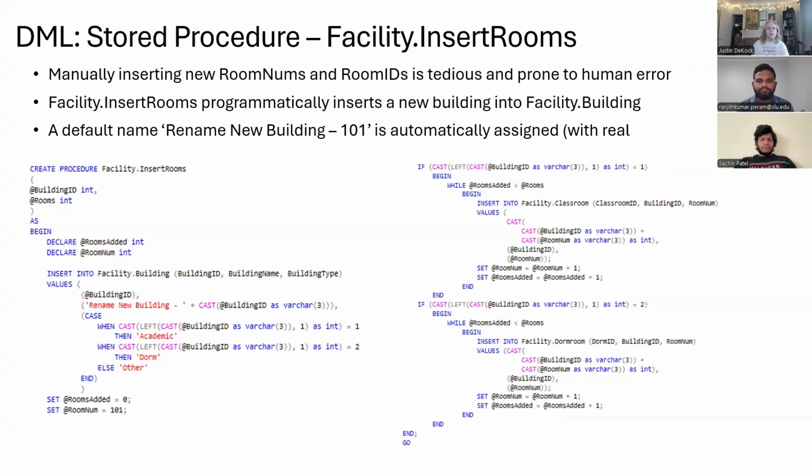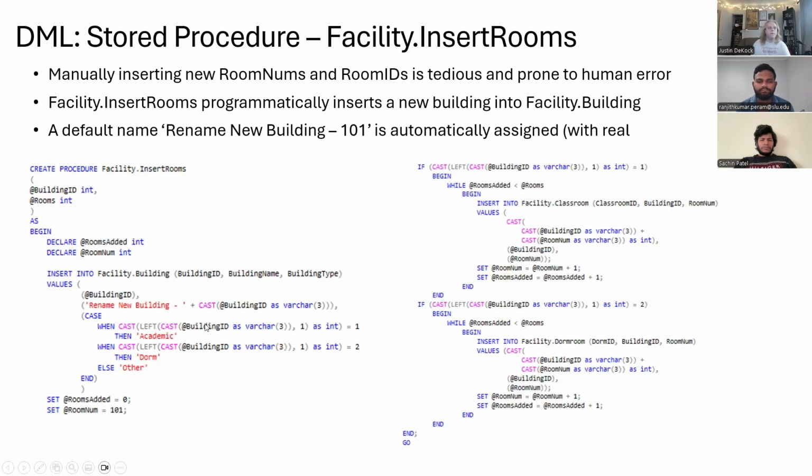Okay, so here we created this and a couple other stored procedures to help with making an easier way to insert those records. This one, facility.insert rooms, checks whether the building is an academic building, which it gets here by taking the first character of the building ID. If that first character is 1, that means it's an academic building, and it'll insert building ID and classroom ID and room number into the classroom table, and if that number is 2, it puts it into the dorm room table.